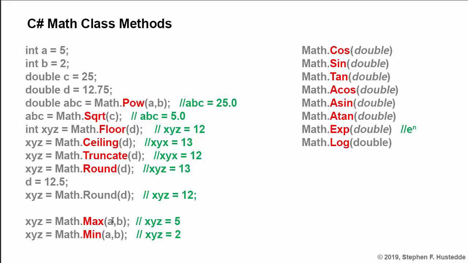Then we have Max and Min, where we're passing it two values. So here I'm passing it a and b, 5 and 2. For Max, it's going to give us the larger of the two, so xyz would equal 5. The minimum, or Min, returns the smaller of the two. So in this case, xyz between 5 and 2 would set the value of xyz to 2.